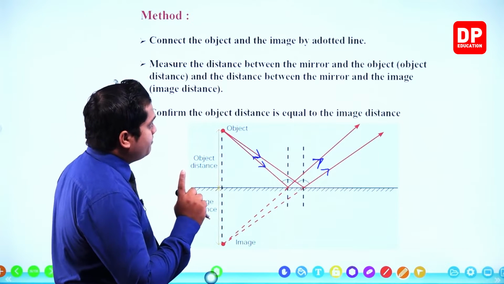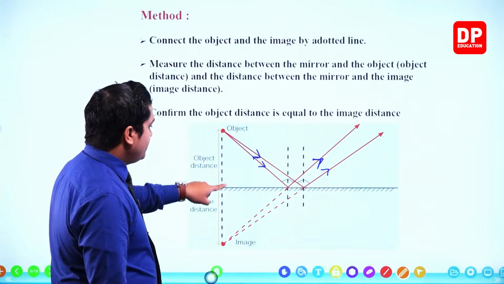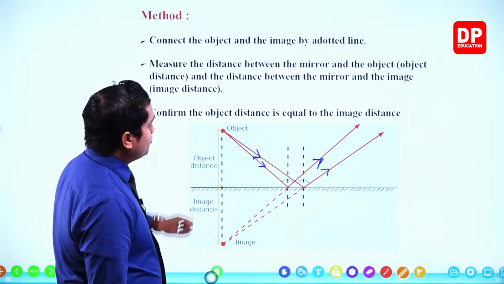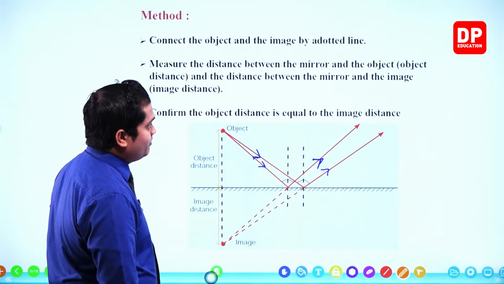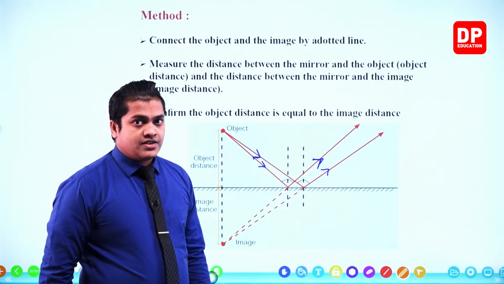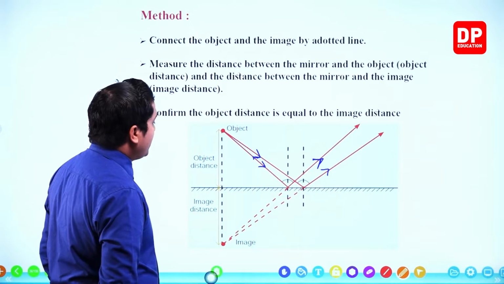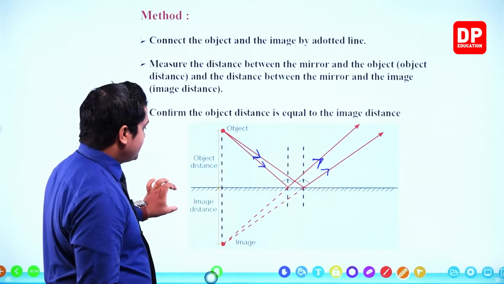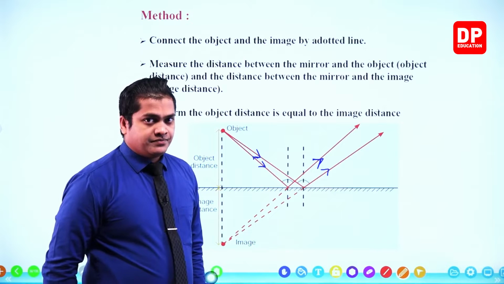Then what do you have to do? Measure the distance between the mirror and the object. This is the mirror now. This is the object. You have to measure the distance between the mirror and the object. That is also referred to as the object distance, my dear children. And the distance between the mirror and the image is referred to as the image distance. So you have to measure the object distance and the image distance, right?